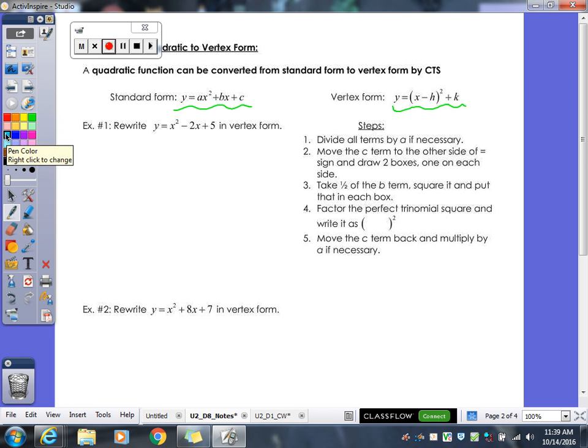Yeah. So our vertex form, the thing that you have to keep in mind, the reason why we put it in vertex form is because then you can easily see where your vertex is. H and K make up the points of your vertex. You would change the sign of H. So if it was negative, you would change the number to positive. If it's positive, you would change the number to negative. And then K stays the way it is.